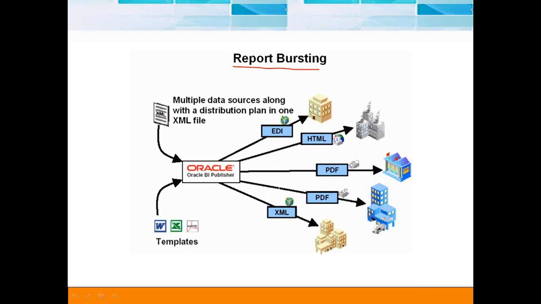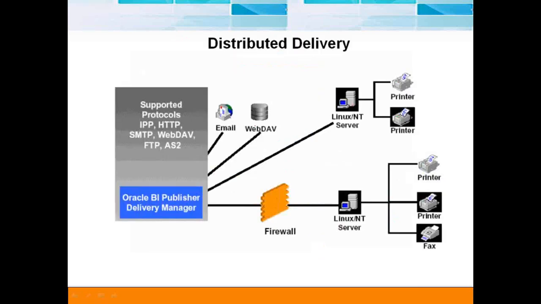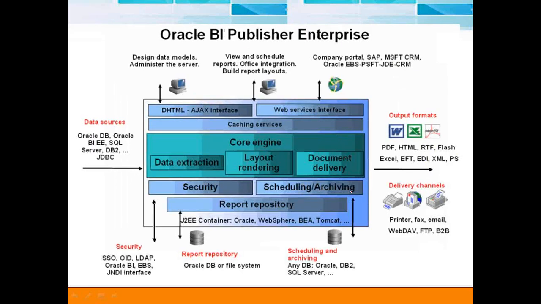And multiple targets. You can have multiple distribution channels. When you burst your report, you establish your distribution channel as email, web server, or you can redirect directly to your print server, and you can generate a high volume of reports. That's a typical architecture of BI Publisher, and you see it is designed in multiple layers.